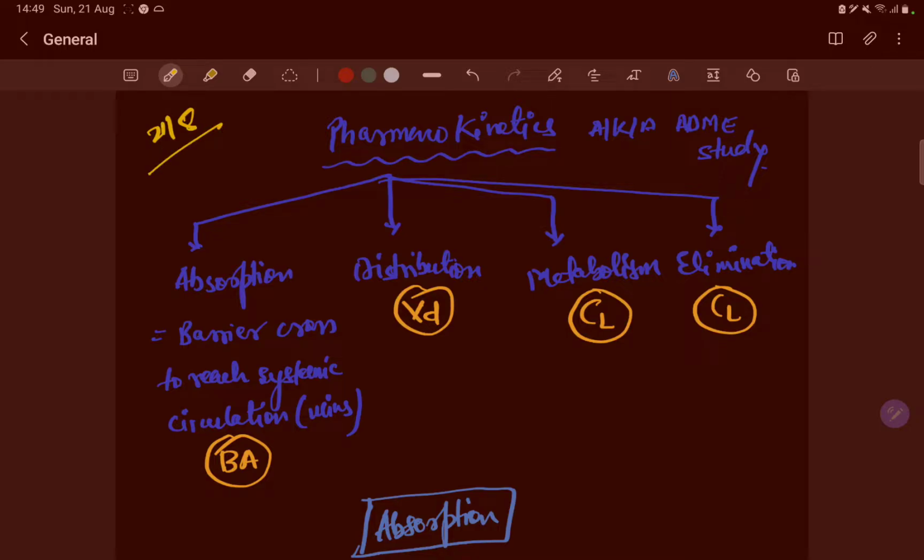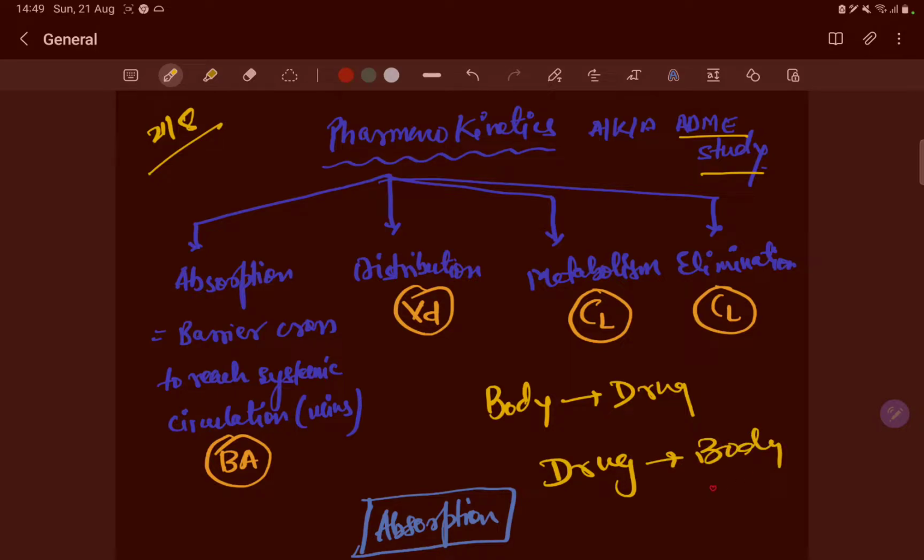So let's start with pharmacokinetics. Now, this is what is important: pharmacokinetics has ADME. It's also known as ADME studies, that is absorption, distribution, metabolism and elimination. This is what the body does to the drugs. Another concept is what the drug does to the body, and that is pharmacodynamics, and what the body does to the drug is pharmacokinetics.